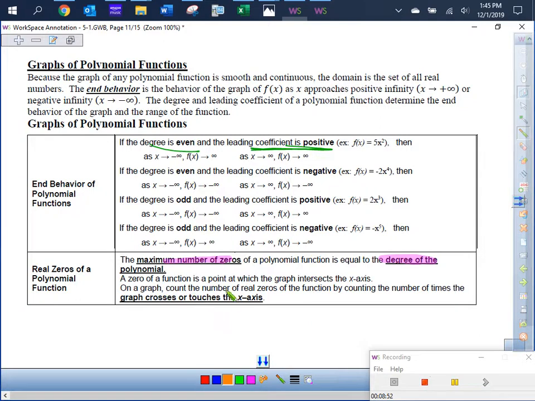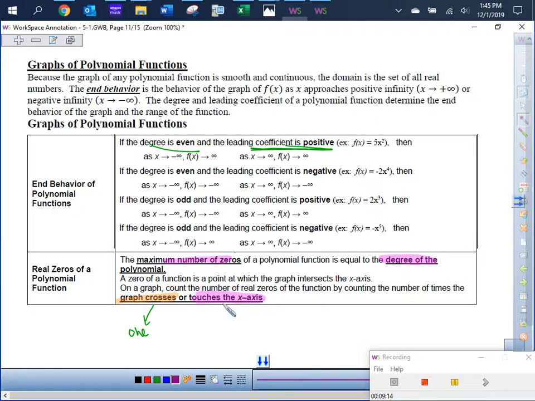On a graph, to count the number of real zeros, count the number of times the graph either crosses the x-axis or touches the x-axis. So here's the weird part. If the graph crosses, which we'll see some examples below, there is 1 zero right there. Like one of the zeros is there. All the x-intercepts are the zeros.